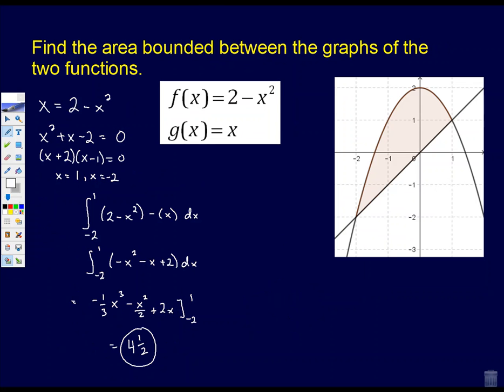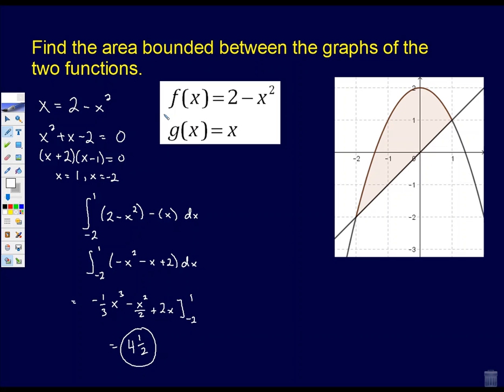Our next example is where we only have the two functions given. So I went ahead and had the computer draw a graph for us. The two functions were 2 minus x squared and just y equals x. So we can tell the y equals x is going to be the line, and this other one is going to be this inverted parabola.